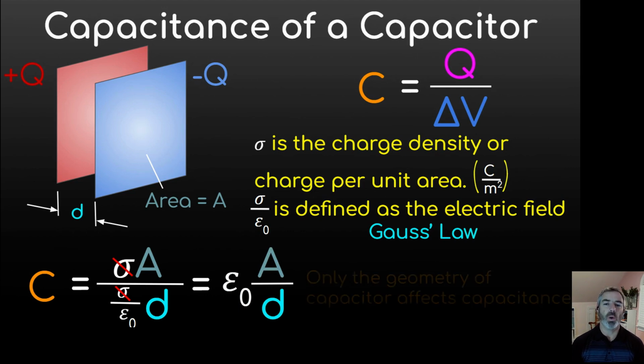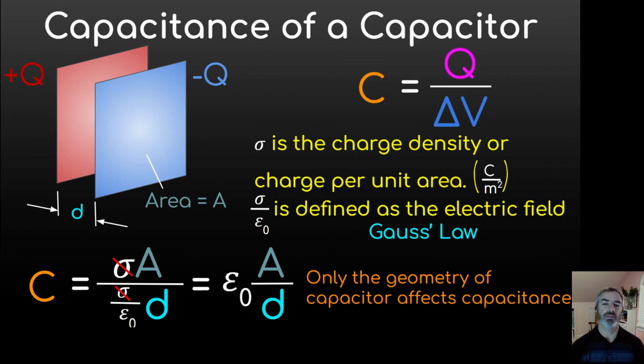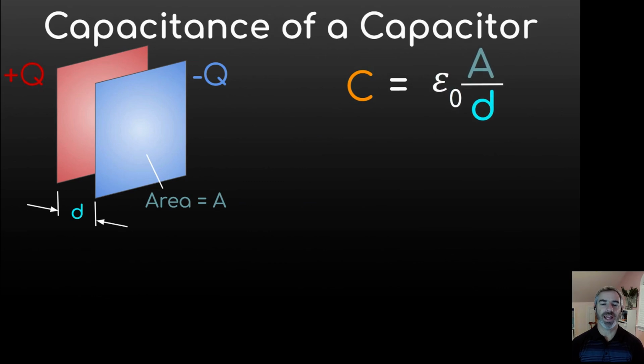So we can see that only the geometry of a capacitor affects the capacitance, as epsilon naught is a constant and the area and distance are the only things that impact the value of the capacitance. So this is why Q and delta V don't impact the capacitance. So we can calculate the capacitance as epsilon naught times A divided by the distance, but this is when we have air in between the two parallel plates.